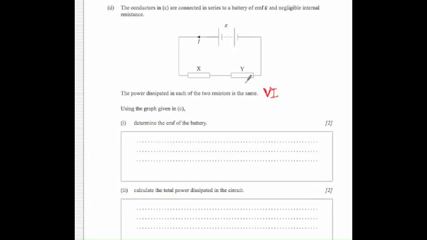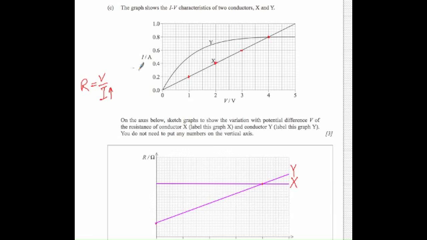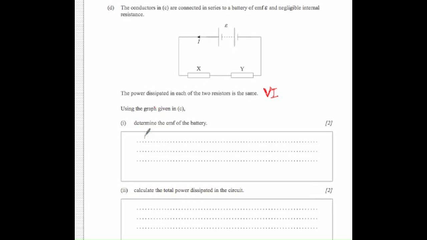So if V and I are the same for both resistors, there's only one possible value of that V and I, and that's this point where, well, actually there's two, there's the one down here, but the one with the non-zero value is 4 volts and 0.8 amps. So there must be 4 volts across X and 4 volts across Y. And so very simply, the EMF must be 4 plus 4 is 8 volts.